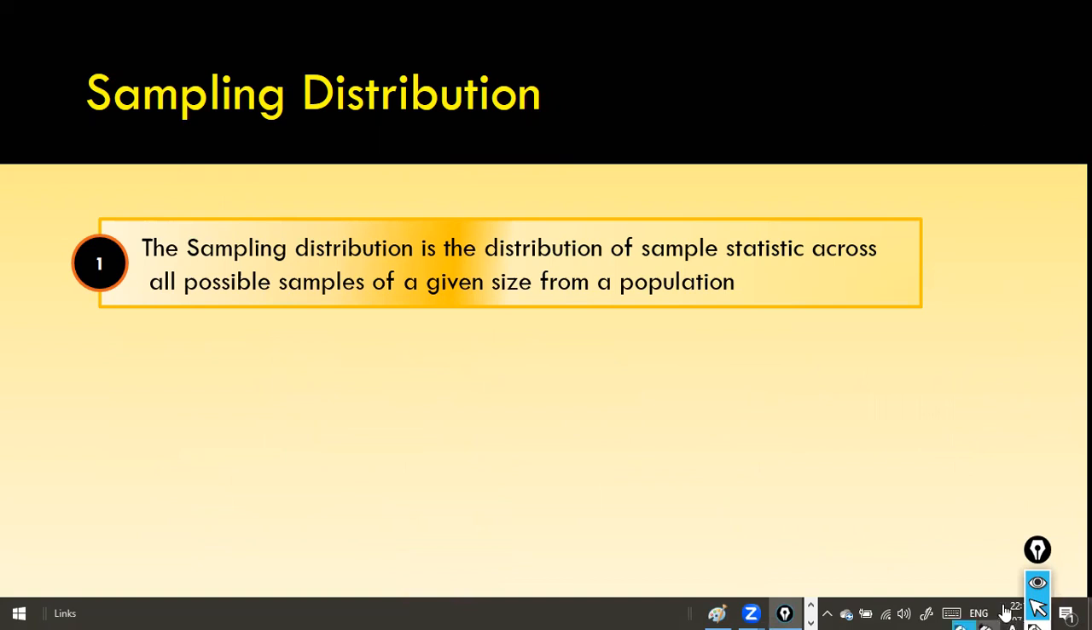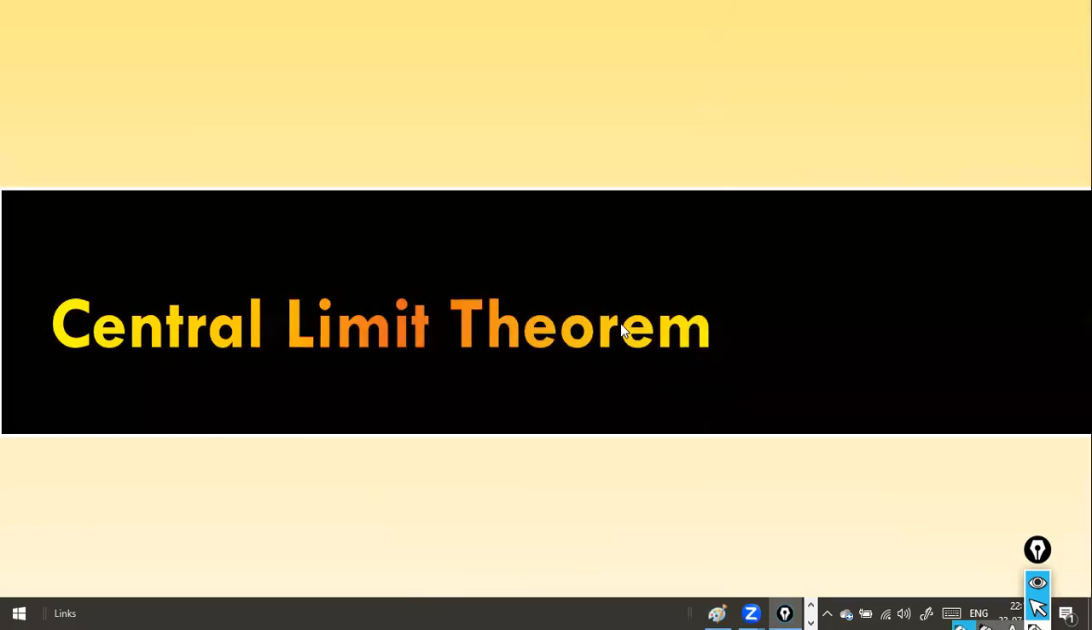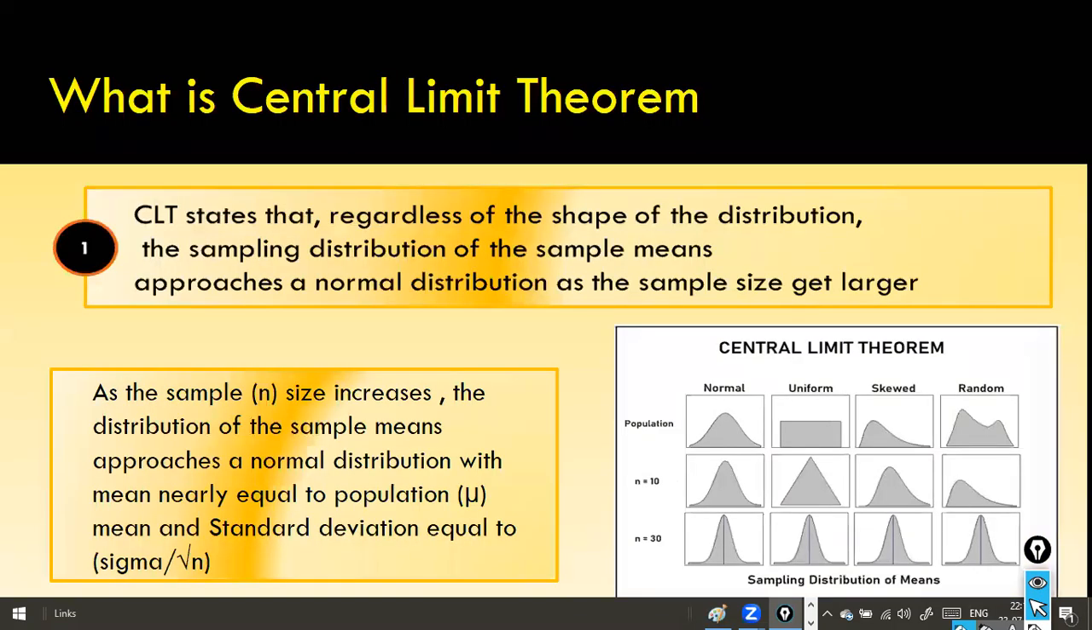Don't worry. The next one is the central limit theorem. I'm going to talk about the important concept called the central limit theorem. In statistics, this is one of the important concepts. The central limit theorem states that regardless of the shape of the distribution, the sampling distribution of sample means approaches a normal distribution as the sample size gets larger.